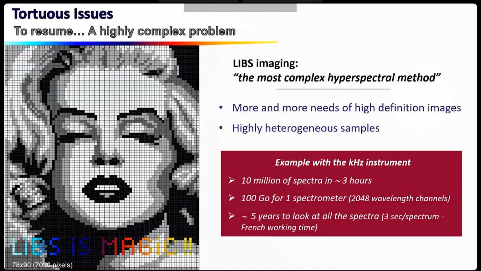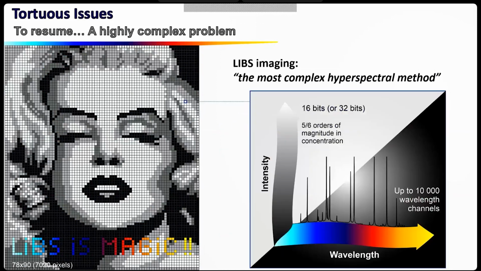So an example, 10 millions of spectra can be recorded in 3 hours with the kilohertz instrumentation, 4 spectrometer. If you want to look at all the spectra by your eyes, you will need 5 years. With the French time, you have the holidays and so on, the weekends, the nights. 5 years if you want to see each spectra by your eyes. So it's not possible. We need to find new stuff to process this.